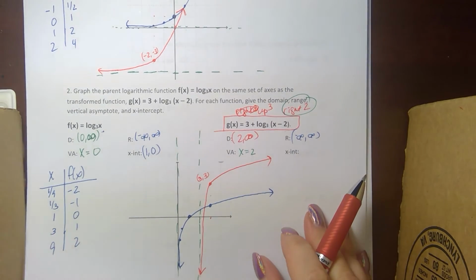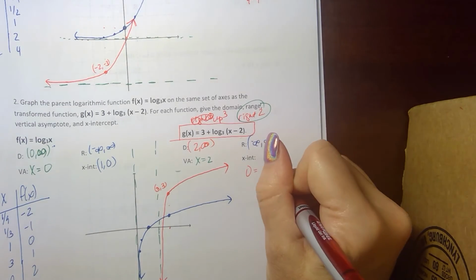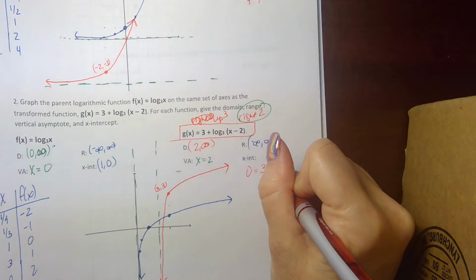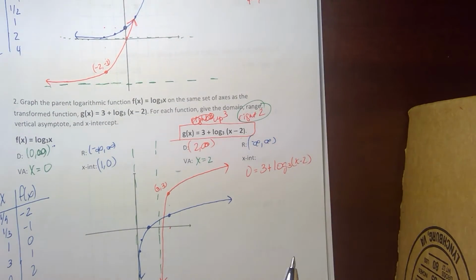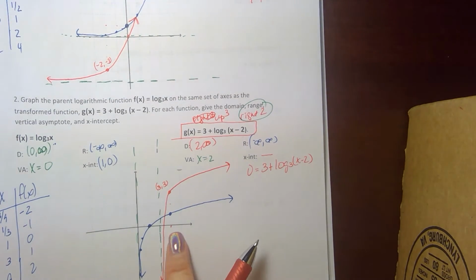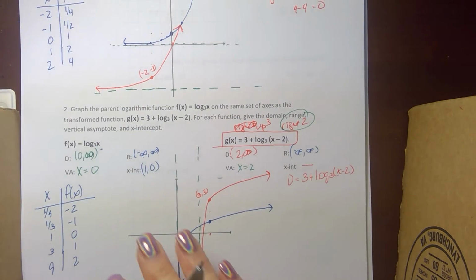If I want to actually calculate that, I would set y equal to 0. So I would say 0 is equal to 3 plus log base 3 of x minus 2. We're not gonna worry about calculating that x-intercept right now. We know it's going to be something between 2 and 3. Let's look at the back.